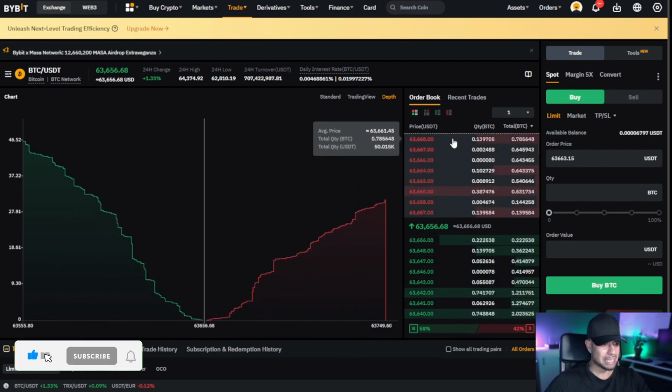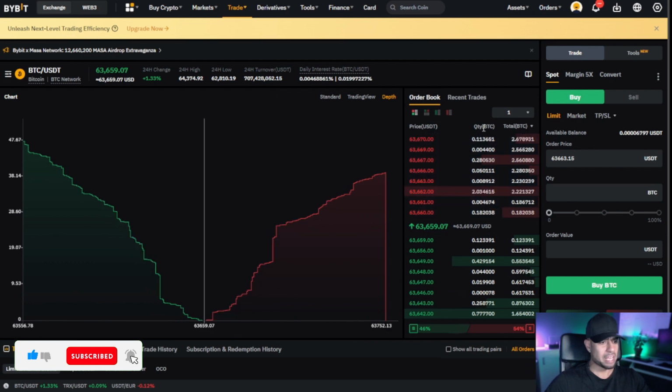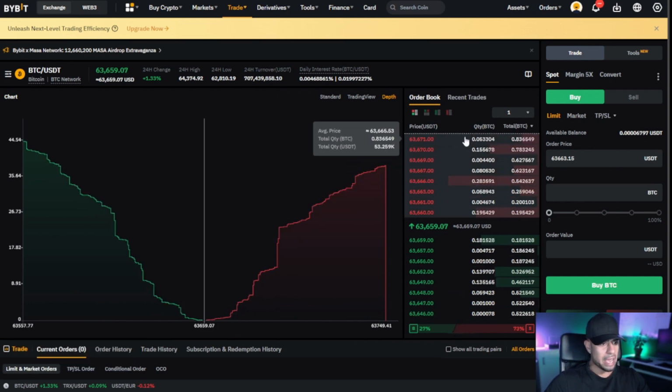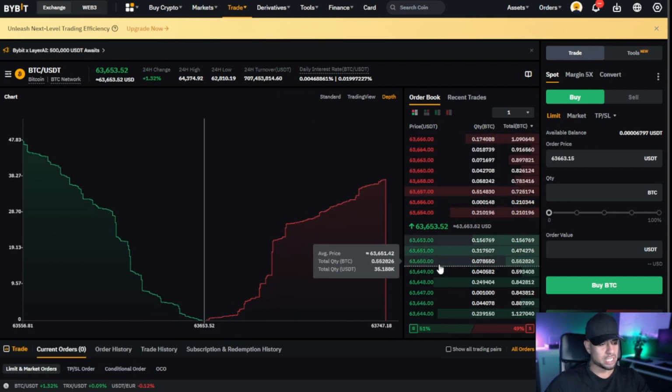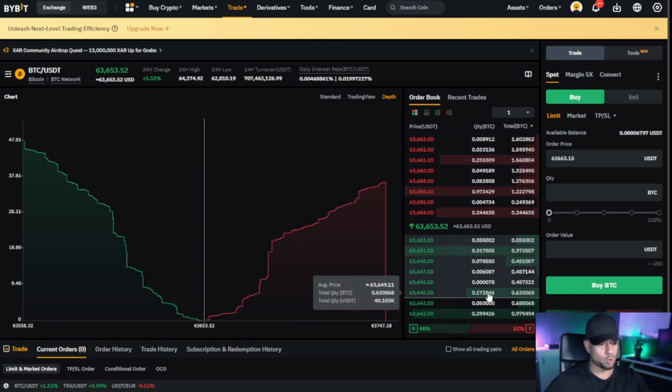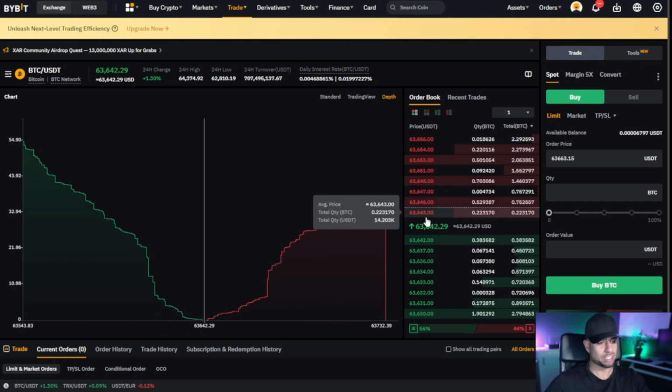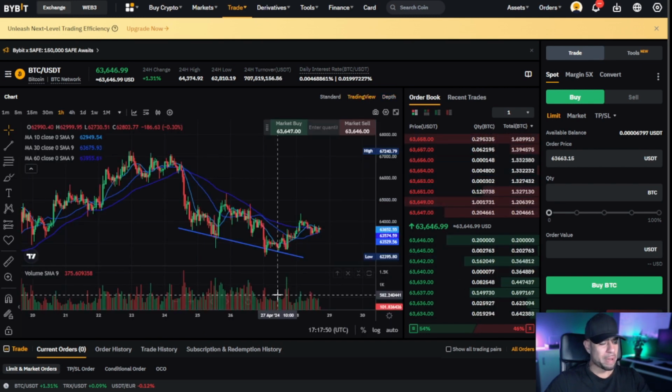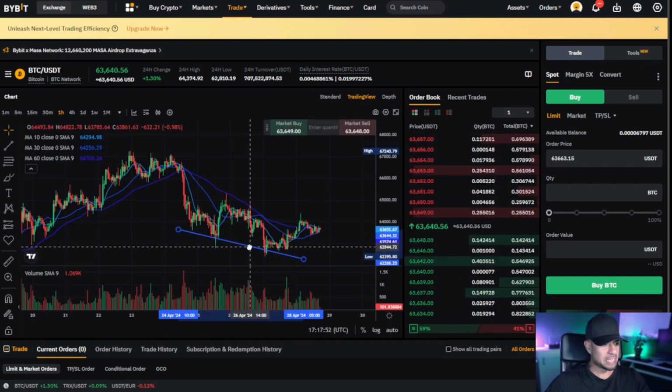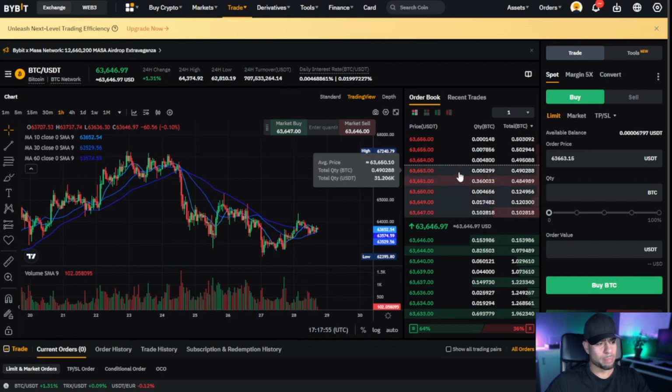Here you see how many sellers are selling right now, the quantity also, and at what price. And here you see how many people are buying BTC right now, at what price and the quantity. All right. And here you see the price right now. So back to TradingView. We like to have that one open. If you want to know the volume, you'll see it here.